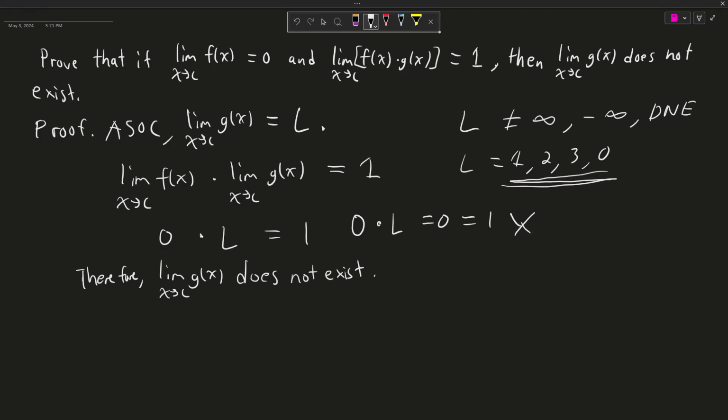So there's our contradiction for this proof of showing that the limit as x approaches c of g of x does not exist with our assumptions that the limit as x approaches c of f of x is 0 and the limit as x approaches c of f of x times g of x is equal to 1.